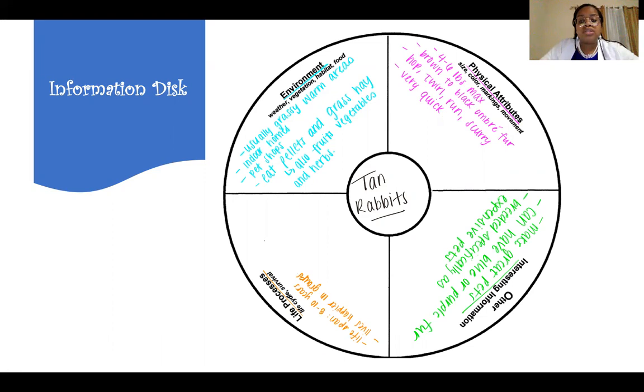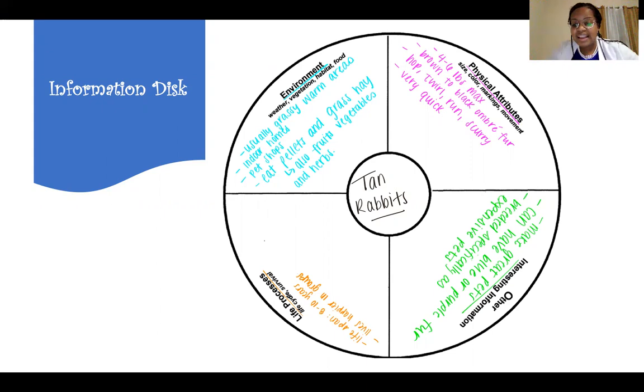The physical attributes: they can grow from 4 to 6 pounds. That's the biggest they'll get. And of course, the baby ones are super small. They have brown to black ombre fur. They hop, twirl, run, scurry, and they're very quick.